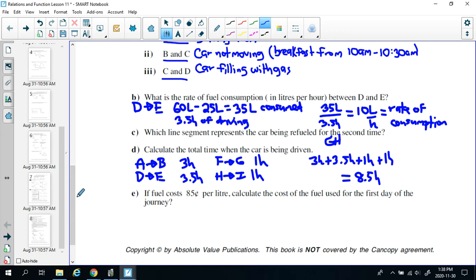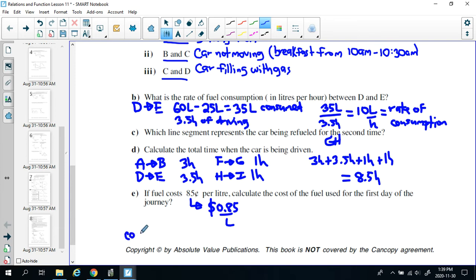Okay, E says if fuel costs 85 cents per liter, calculate the cost of the fuel used for the first day of the journey. Okay, so what this is telling me right here, let's turn this into dollars. So in dollars, this would be $0.85 per liter. Now the way we want to calculate the total cost here is, it's kind of like a unit conversion problem where you multiply different quantities together and get the units to cancel off, where the only unit I have left is dollars. But I can give you an equation you can use to calculate that as well.